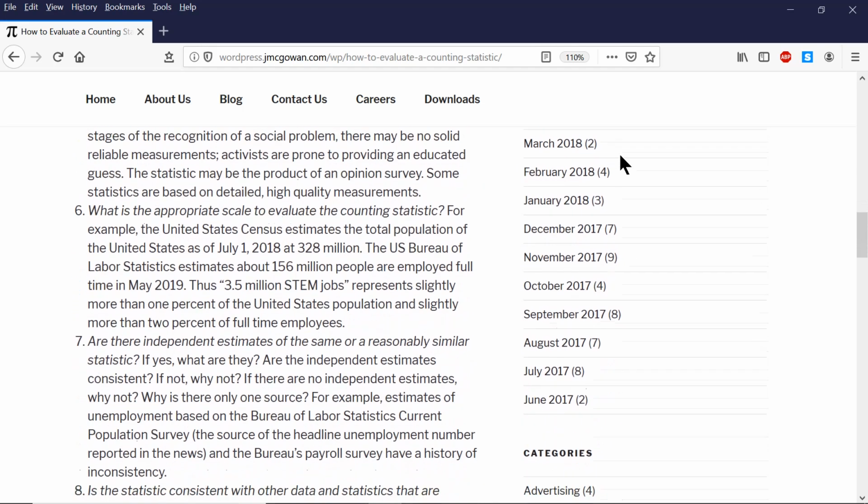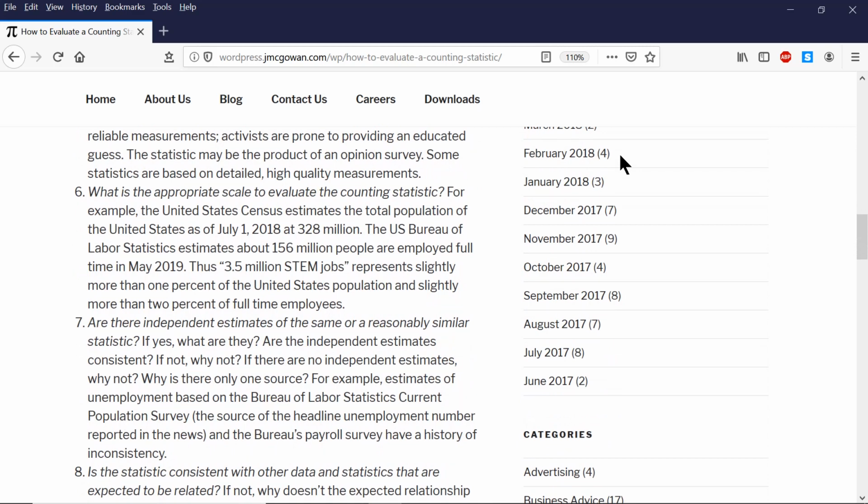Numbers can be misleading because they have some sort of associated scale or context. So it's very common to encounter numbers which are multiples of a million, something like 2 million, 1 million, 3 million missing, or 3 million homeless people, 3.5 million STEM jobs. But what does that really mean? There are 7 billion people on Earth right now, or over 7 billion.